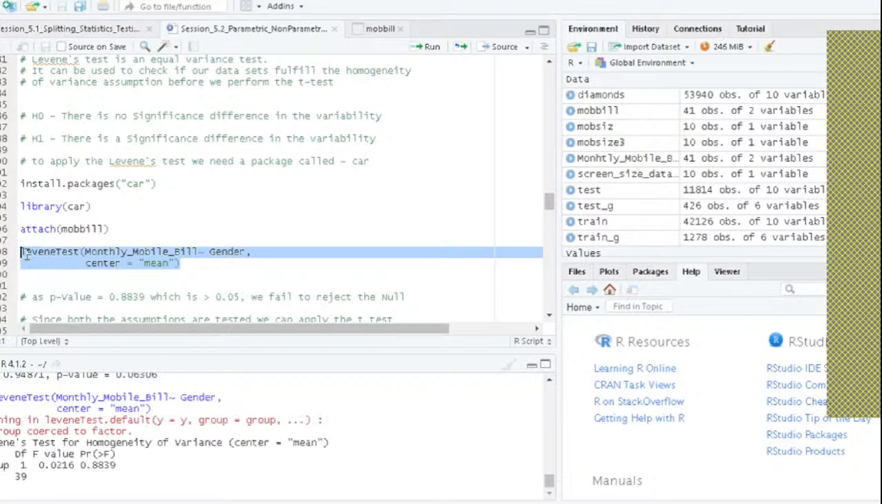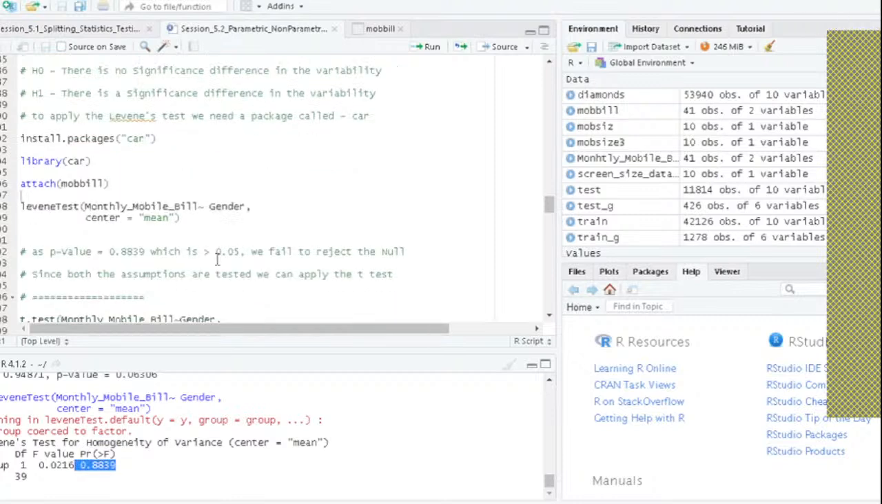And when I run this, check the p-value. When you write Levene test, T is capital. Remember this. What is the p value that you got? Once you run it, tell me what is the p value that you got. P is the probability. And the p-value that you get is 0.88. You should be getting 0.88. Just check. Right? Okay. We'll wait for some more confirmations.